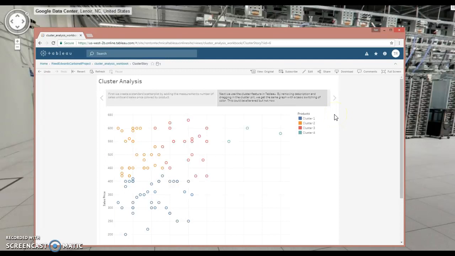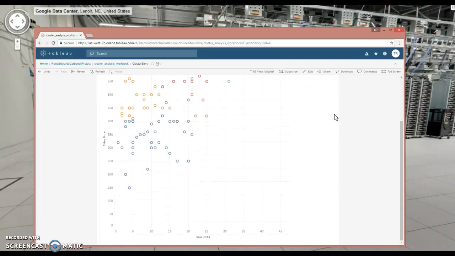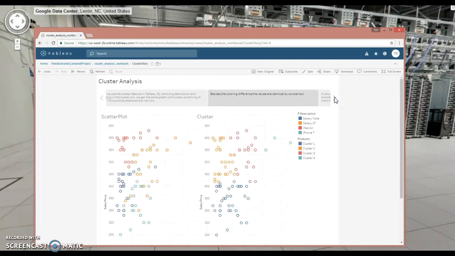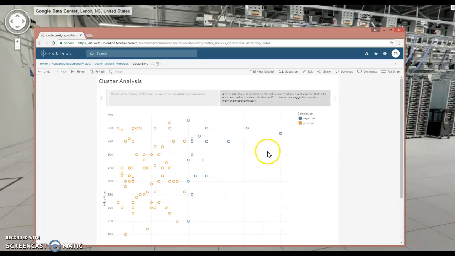By removing the description and dragging the cluster pill, we get the same graph with a basic switching of color. This could be altered, but not now. Besides the coloring difference, the values are identical by comparison. A calculated field is created on the sales price and sales unit cluster that sets a Boolean value to sales units below 20. This can be dragged onto color to mark them appropriately.